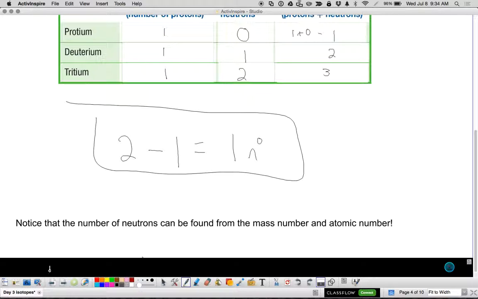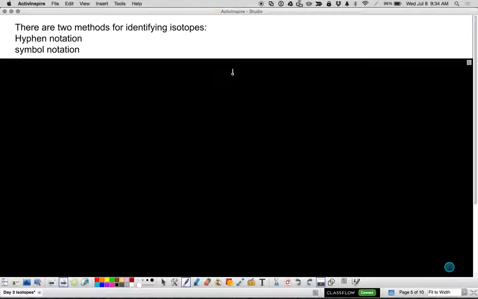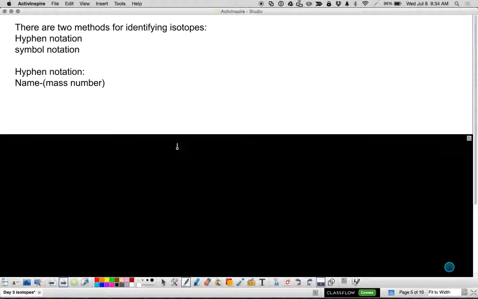Okay? So there are generally two methods for identifying isotopes. There's the hyphen notation, and there's the symbol notation. Hyphen notation uses a hyphen, and symbol notation uses the elemental symbol, okay? So let's roll through what these things are going to look like. So hyphen notation, you use the name of the element, hyphen, the mass number, okay?